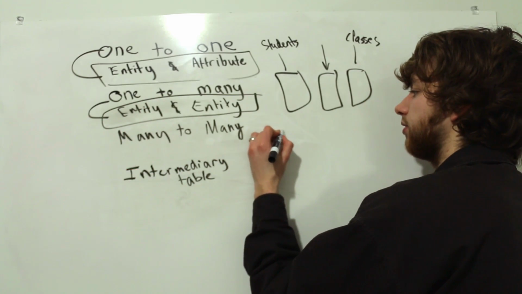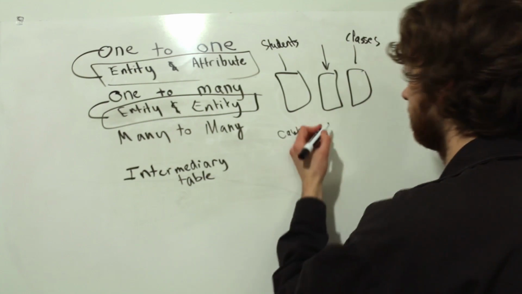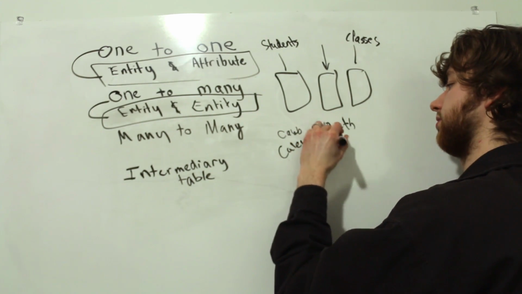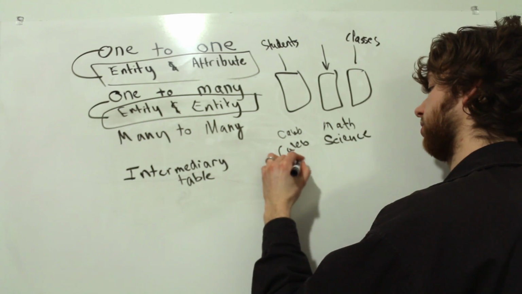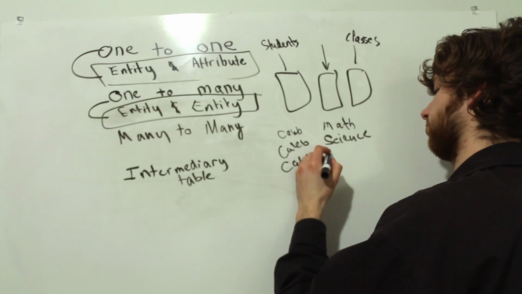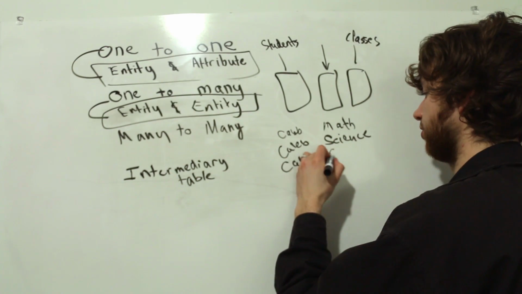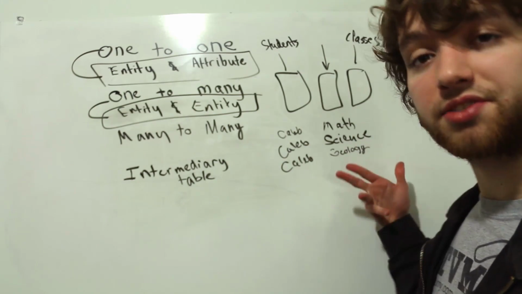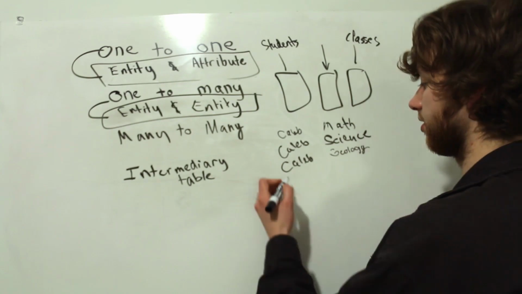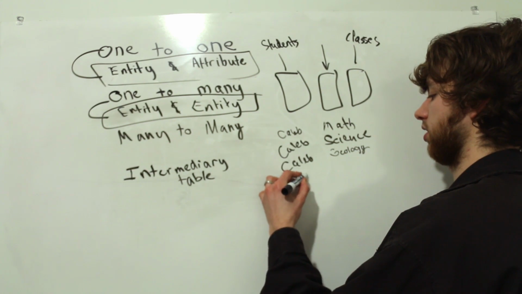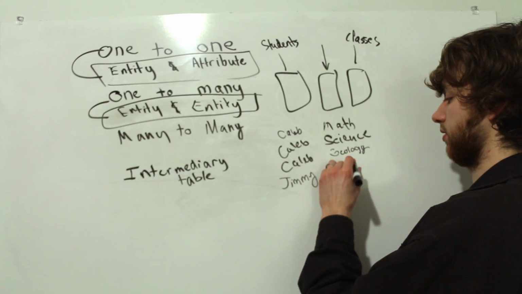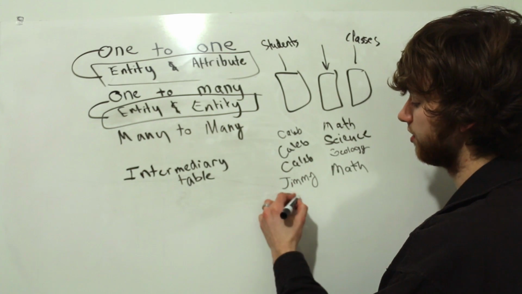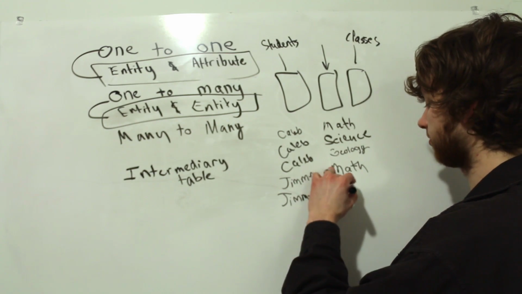So you would have Caleb, math, Caleb, science, Caleb, geology. And then once you go through all the classes that Caleb has, you go on to someone else. Jimmy, math. But Jimmy doesn't have a science class, so you just go straight up to geology.